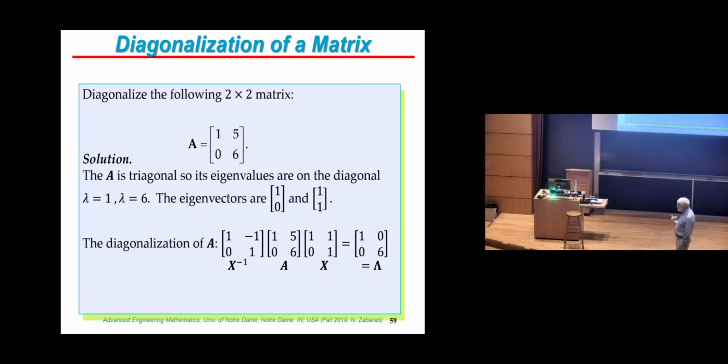The idea here of diagonalization is that we are transforming matrix A into something much more convenient to work with, and that something is a diagonal matrix. So that's wonderful. So you can think actually of this.